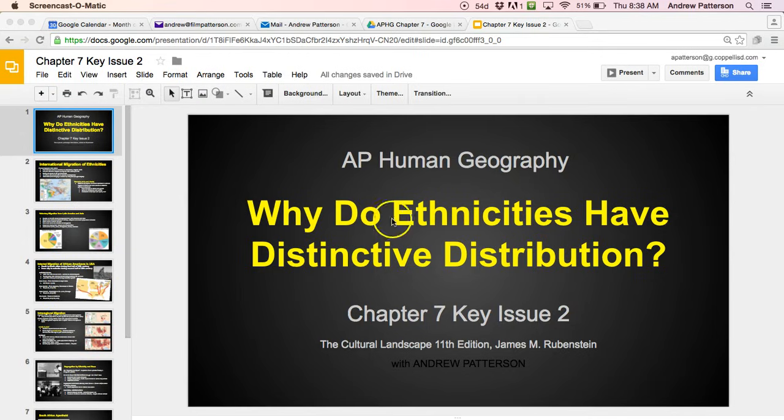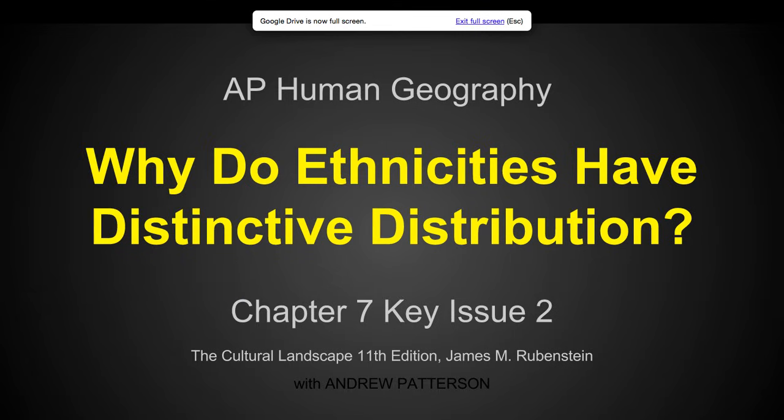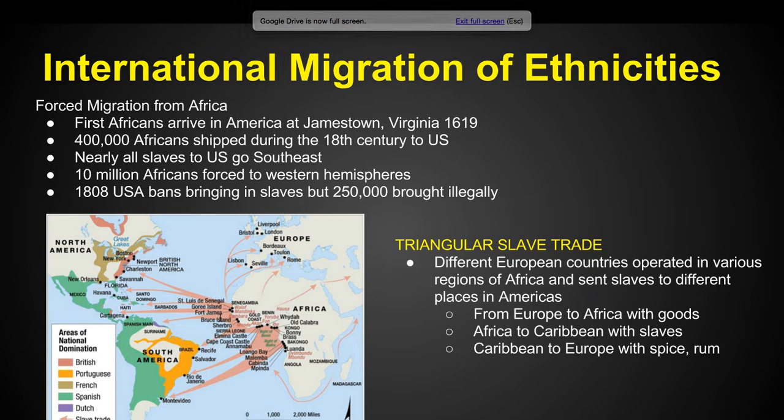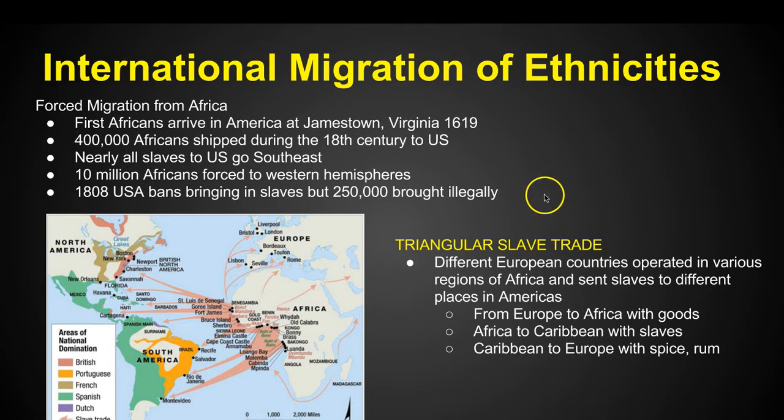Okay, welcome. We're going to take a look at why ethnicities have distinctive distributions. This is Rubenstein, Chapter 7, Key Issue 2. So, international migration of ethnicities.